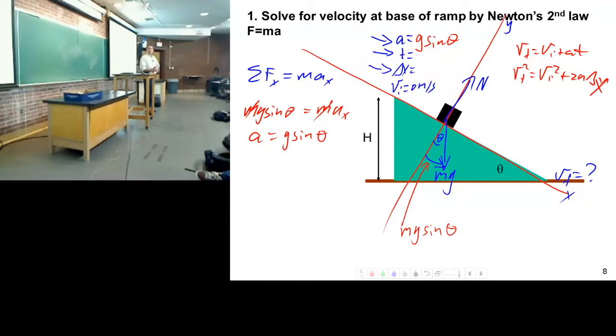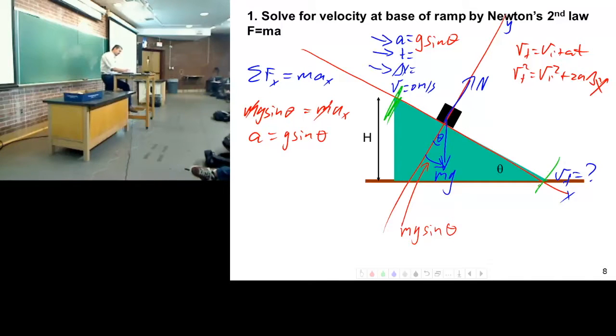Which one do I have the ability to find? And which one is much harder to find? Time or delta x? Which one's easier? I'm not saying they're easy. I said easier. Time's actually the harder one to find in this problem. Delta x is the easier one to find. Because what do I know? What is delta x here?